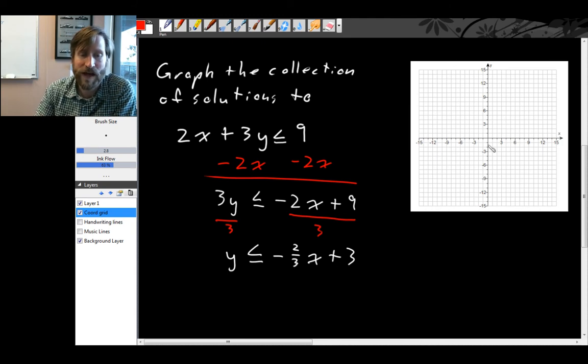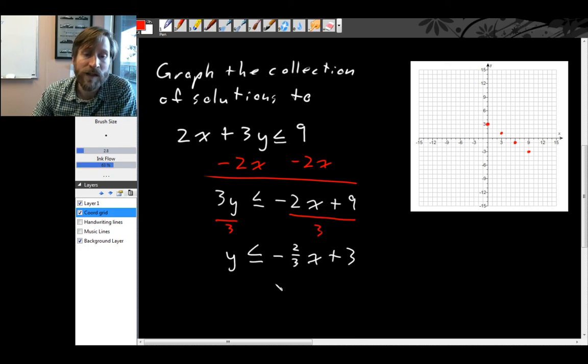We'll start by pretending this is the equation of a line, and we'll graph that line. So the y-intercept is 3, so that's here. And then we'll move according to the slope. So that's right 3, 1, 2, 3, and down 2. Down because the slope is negative. 1, 2. Right 3, down 2. Right 3, down 2, and so on.